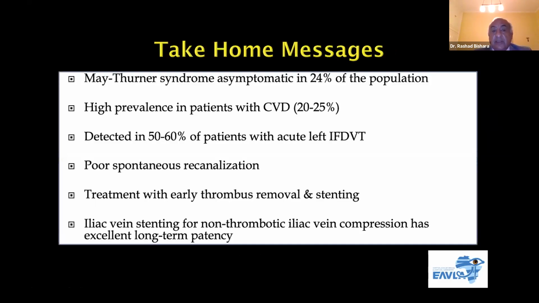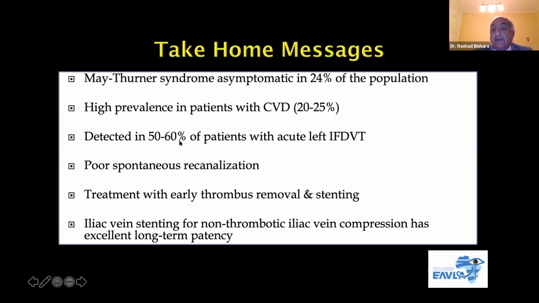Well, here are the take-home messages. May-Turner syndrome is asymptomatic in 24% of the population, so we should not treat a CT showing iliac compression. There is high prevalence in patients with chronic venous symptoms of chronic venous disease. So it's particularly important in patients with severe symptoms such as C5 and C6 venous ulcers.